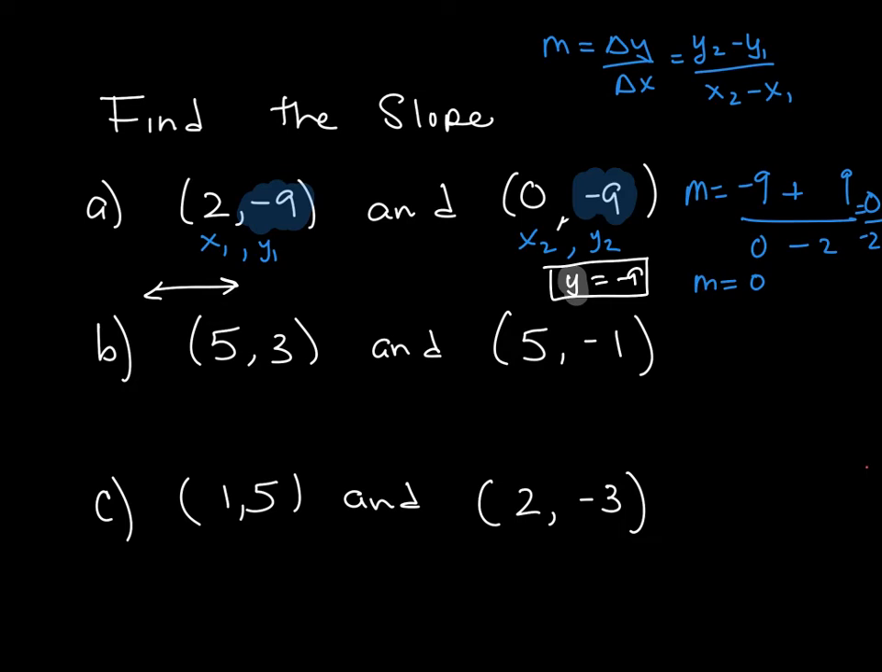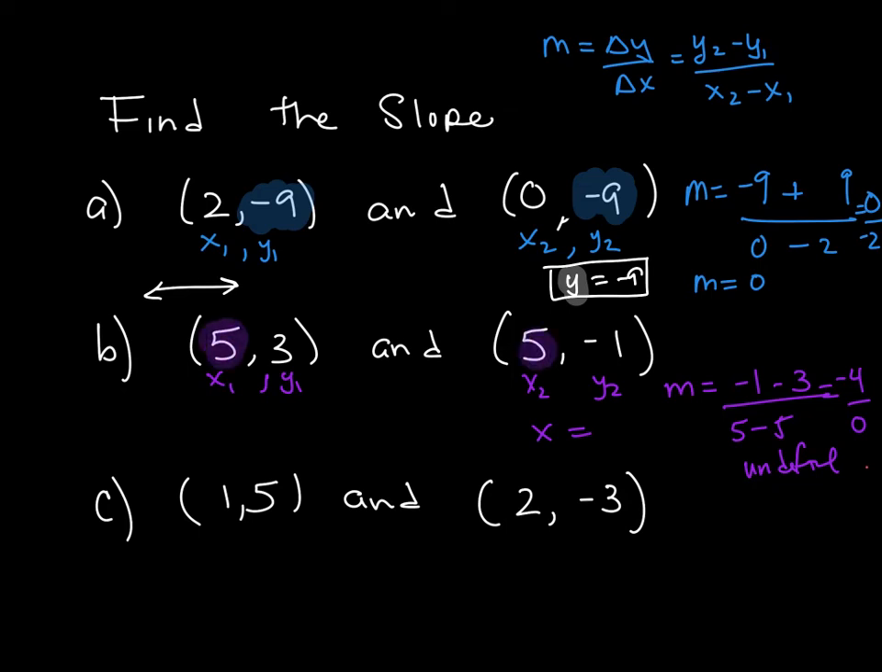Now, if I look at part B, what do I have here? Again, I always label them x1, y1, x2, y2. I subtract my y values, -1 minus 3, all over 5 minus 5. Now with this one, I have -4 in the numerator, but 0 in the denominator. So this slope is undefined. It also means it's an x is equal to line with whatever my x value is, because this is saying my x value, no matter what, is always equal to the same thing. So this is just x is equal to 5.